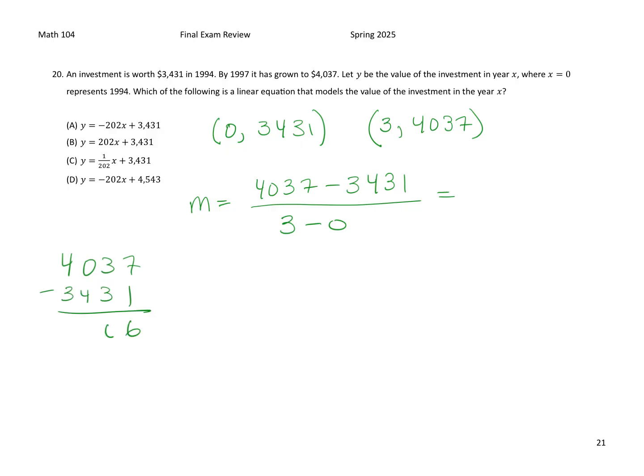Okay, so I get 40 minus 34 is 6. So I get 606 divided by 3, which is 202. And there's only one of the lines shown has a slope of 202 because this one's negative, this one's the reciprocal, this one's negative. So the answer has to be B. The only line with a slope of 202.